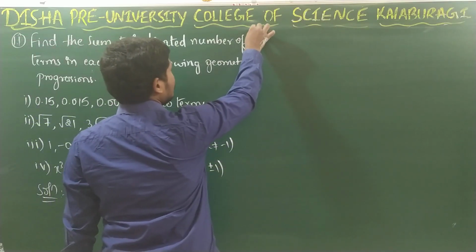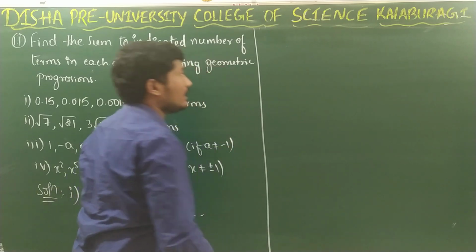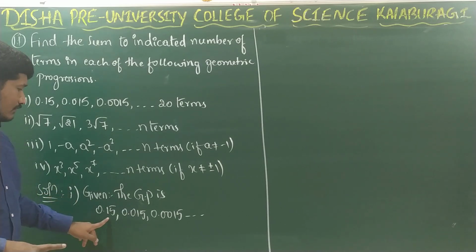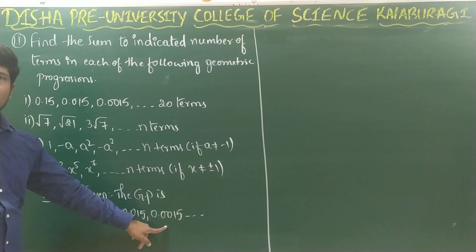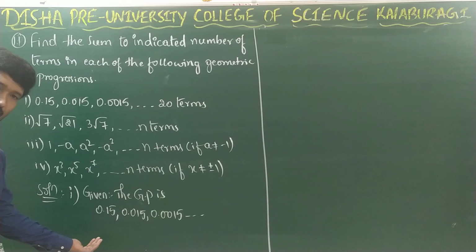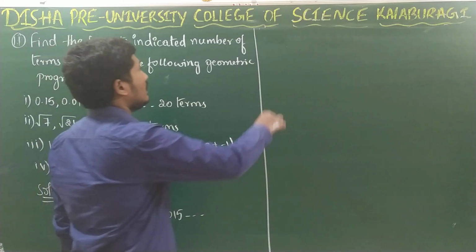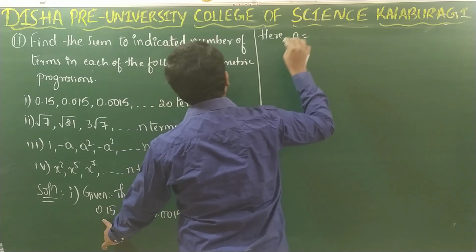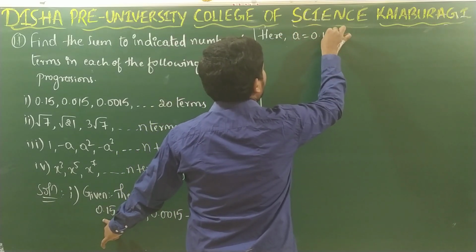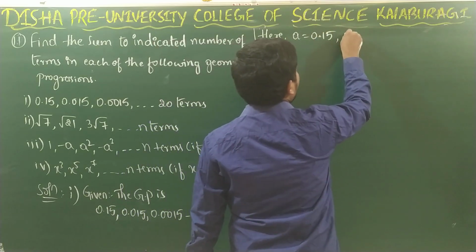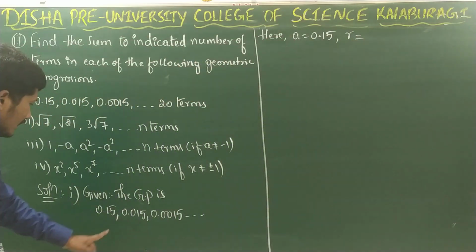So, in order to calculate the value of S20, I require the value of the first term as well as the common ratio. So, that will be obtained from the given geometric progression. So, first let us write what is the value of A as well as the common ratio. So, see here. Here the first term is what? 0.15. The first term is 0.15.